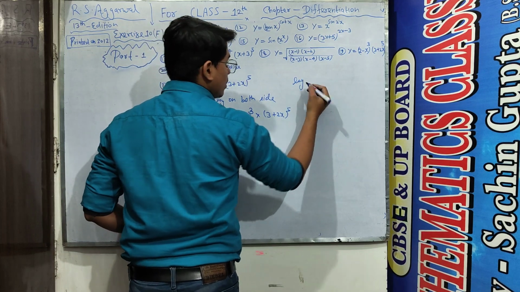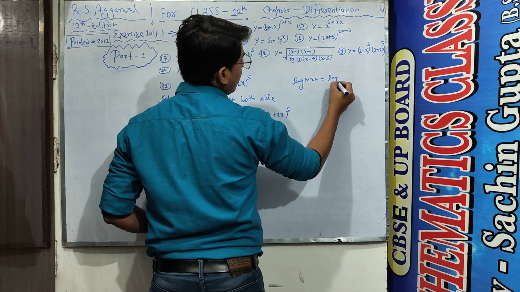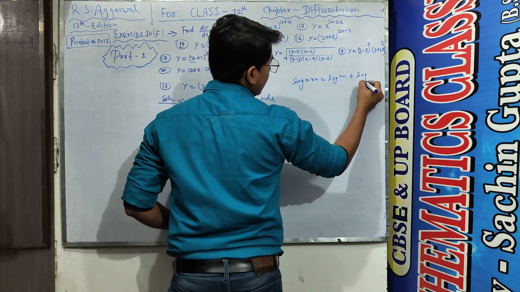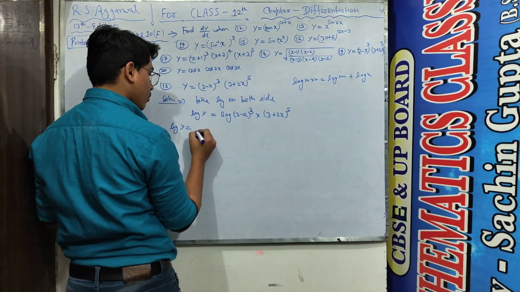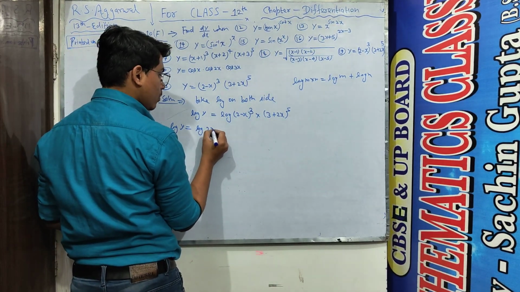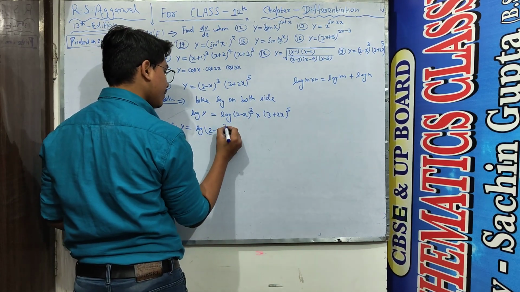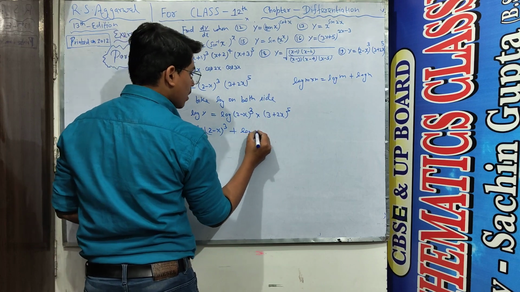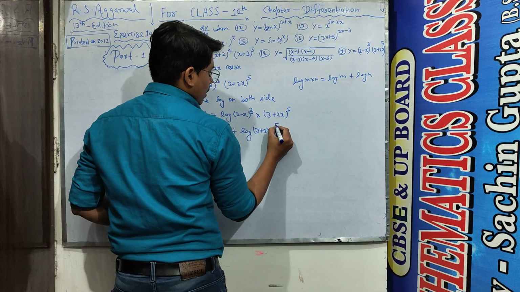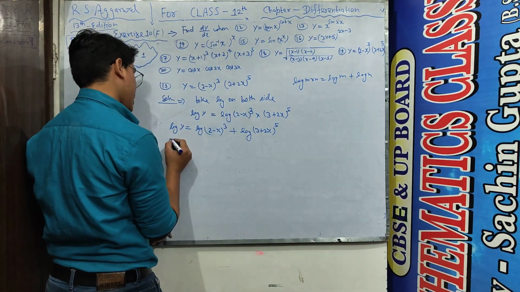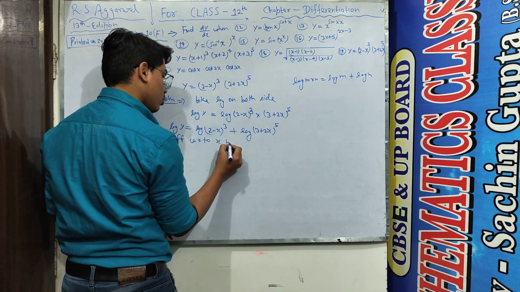Student, I tell you the formula of log m into n, that is log m plus log n. So I apply here the formula of log m into n, then I give the log to the first bracket, and plus log to the second bracket. Now student, I differentiate it with respect to x, both sides.